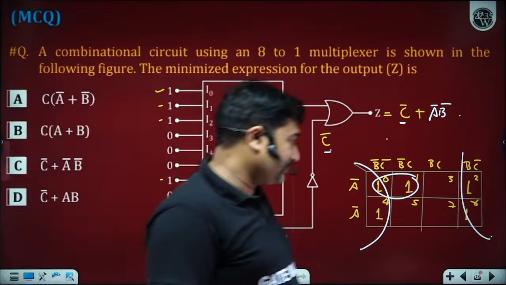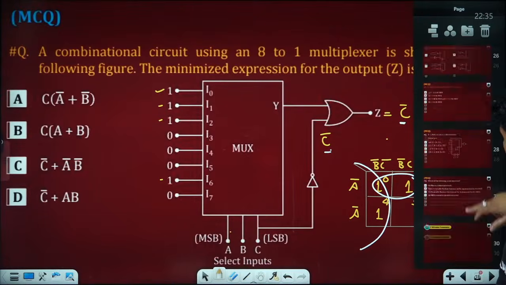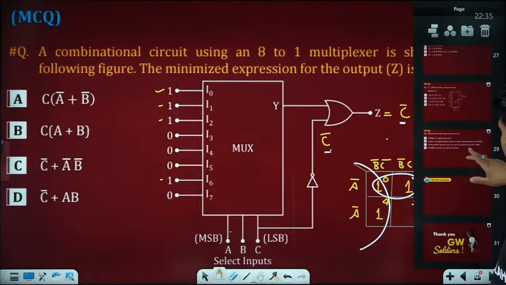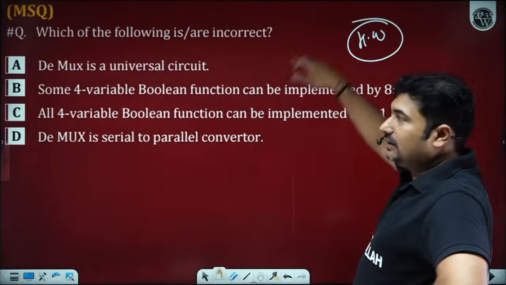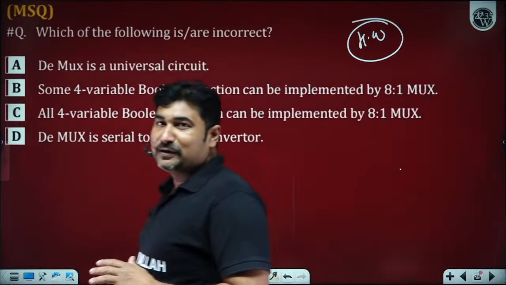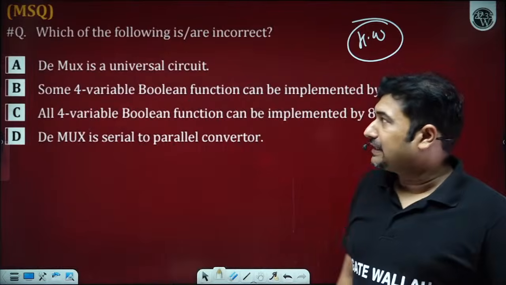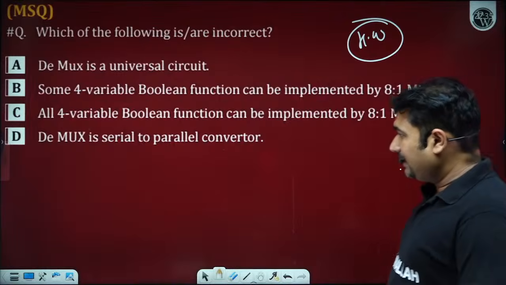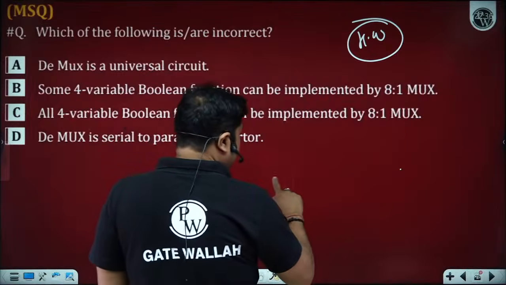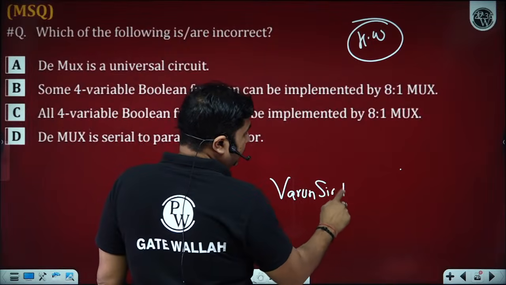Great. So in this way, you can easily solve any question based on the multiplexer or demultiplexer. I am giving one more question to you as a homework, and all of you know that we can, how many number of variable functions can be implemented by the multiplexer. It's an MSQ question, so please answer carefully, and you can connect with me on my Telegram, Varun sir PW.